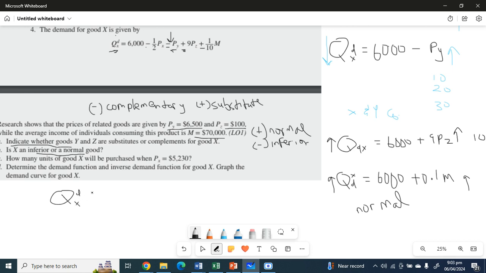QDX equals 6,000 minus half PX. Before we substitute in that 5,230, we need to simplify our demand function because we are given these values here. So first we put the values in so that our demand function gets simplified. Then we put in that 5,230. So minus PY. So PY we substitute with 6,500.